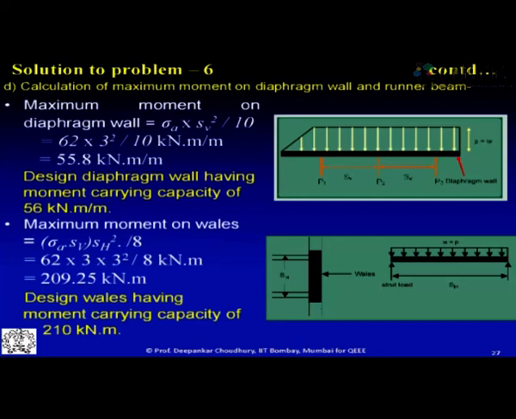And how much moment is coming on the runner beam or wales? These are the runner beams at a horizontal spacing of again 3 meter, and this is the total load which is acting. You can see from here how much moment is coming on the runner beam, and accordingly you can design these wales also. So with this, we have come to the end of this course.